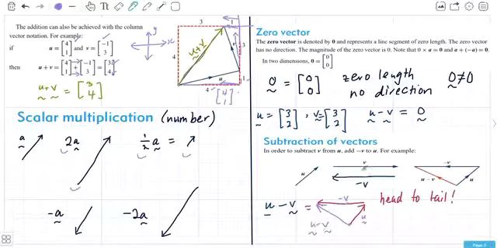So when you're constructing subtraction of vectors, really think about which one you're subtracting. It's going to change the direction of that vector, and then also how you effectively add those vectors together to get the negative in there, so u minus v.